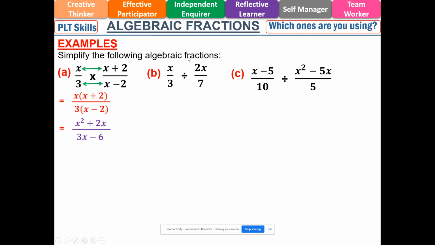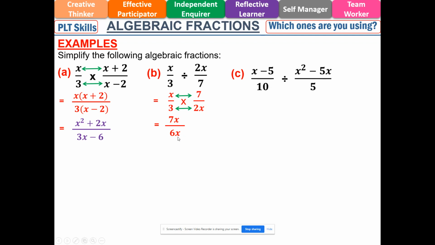Now here is another fraction involving division. Now we're going to use the same concept of dividing fractions in this question. x over 3, opposite of divide would give us times. The reciprocal of 2x over 7 is 7 over 2x. Now I would multiply the numerators together, which gives us 7x, multiply the denominators together, which gives us 6x.